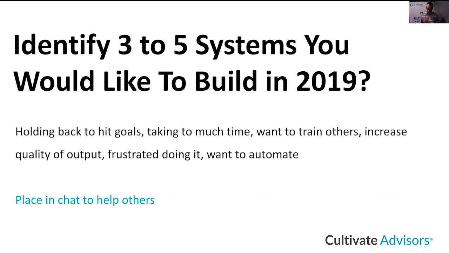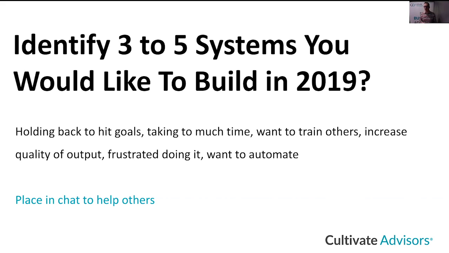If you're struggling to think, here's some good variables, right? What's going to hold you back in hitting that goal? What's taking too much time right now? Going to have to train others. It might get your brain going. I have to increase the quality of output for that to happen. You're frustrated doing it or you want to automate. Those are some of the things I shared earlier in the webinar.